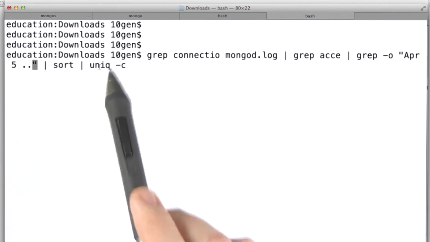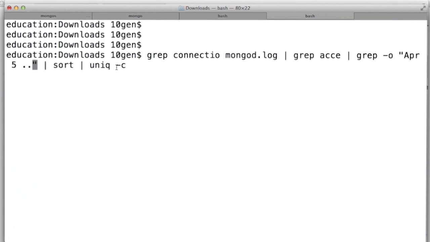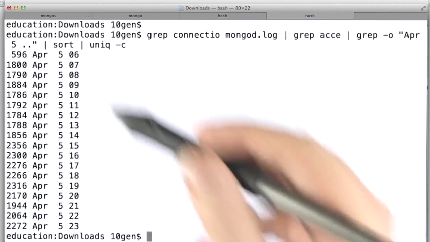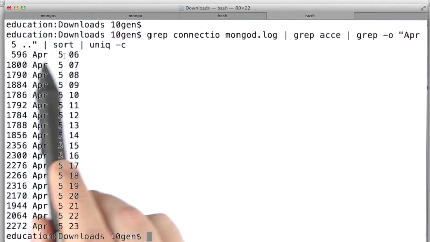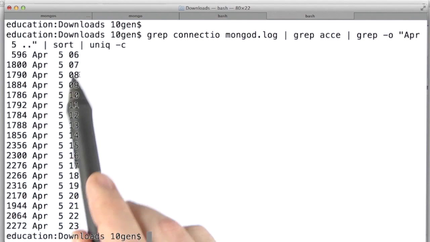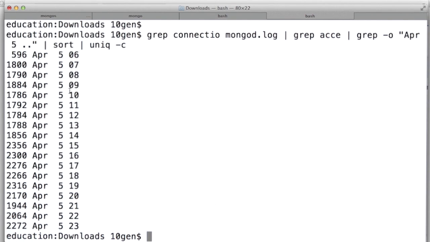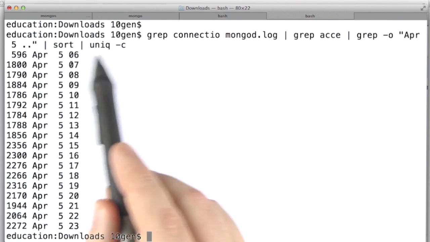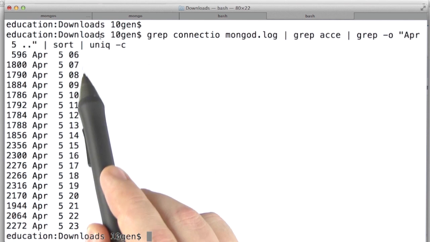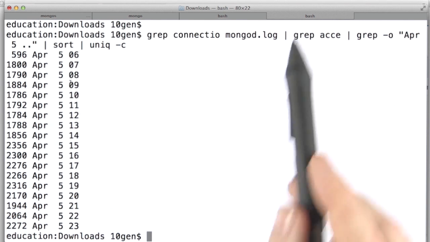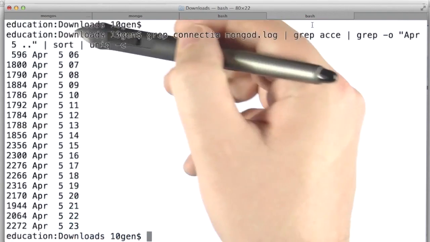Then we're going to pipe them into sort, just so that we get them in a nice order, and then we'll do them in uniq -c and count them. uniq -c will just count how many entries we have for each individual value here. So we're going to sort them, then count them. And there we go. And here's where your 2 dots comes in. You've got April 5th, 06, 07, 08, 09, etc., all the way up to 23. So basically what you've done with these 2 dots is said, give me a count, that's your uniq -c, of all of the connections arriving and being accepted per hour.